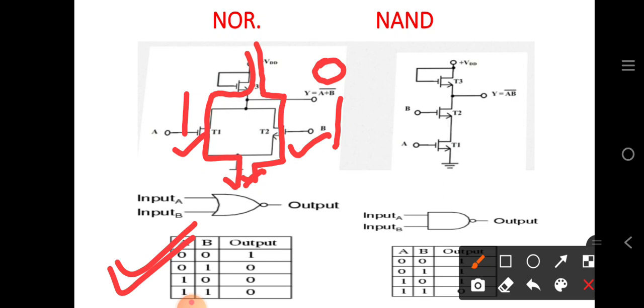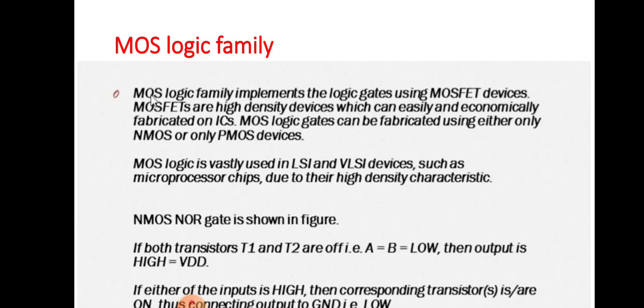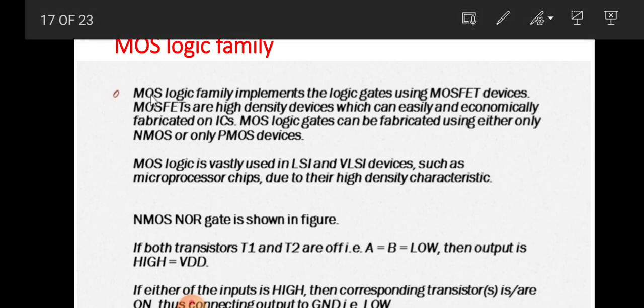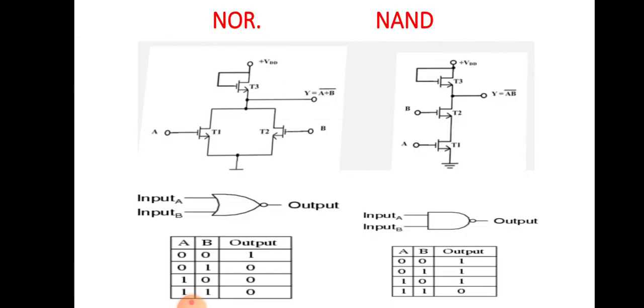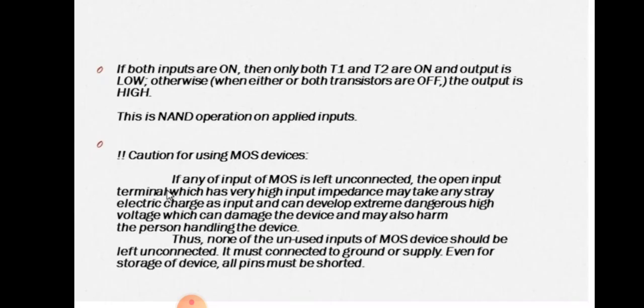I think this concept is very clear to everyone. Now we will see the same point is explained here. All the four conditions are explained here in 2 points. Now we will move towards the NAND gate. Now the operation of this NAND gate is explained here.